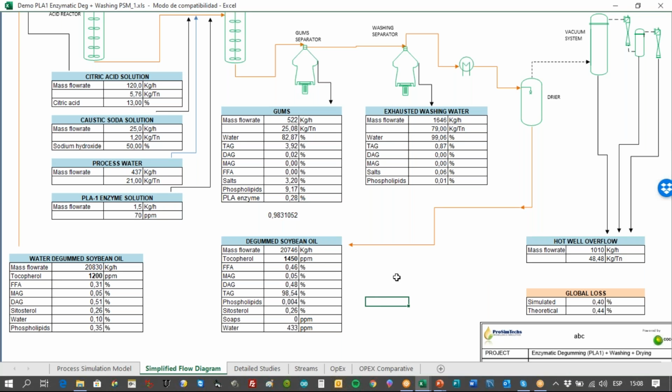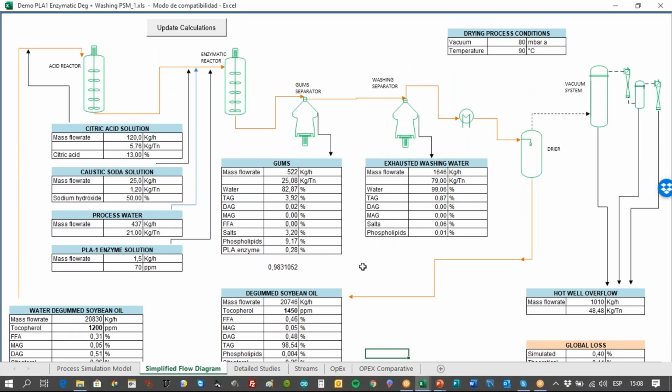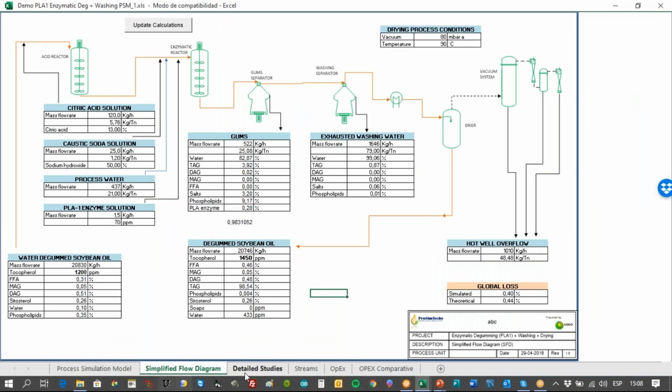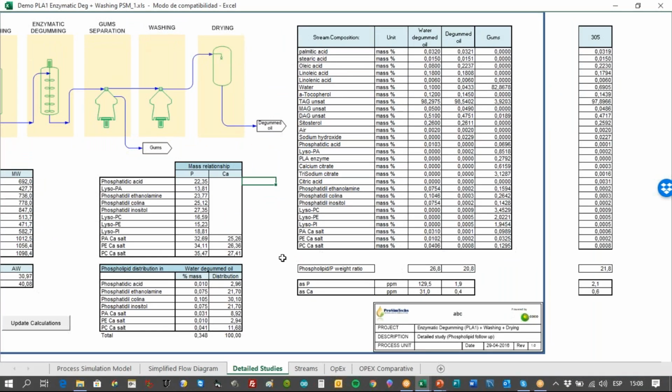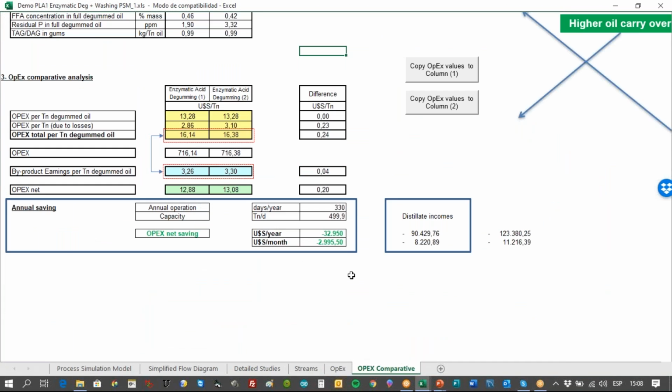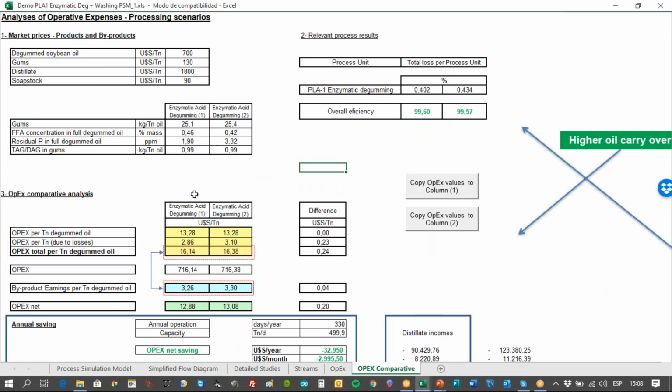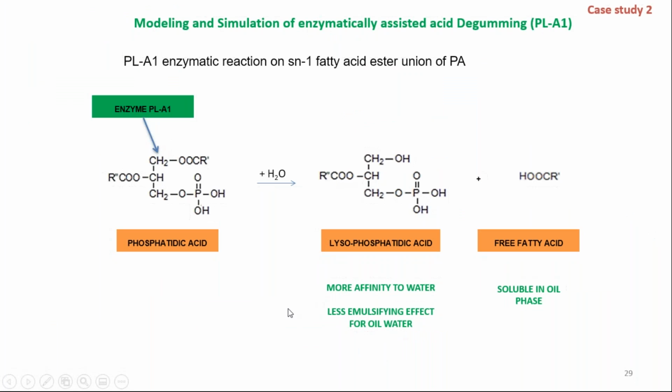So again, in this model, we have a simplified flow diagram to import all the results from the simulation model. And we have much more detail of the results, and again we can compare the operative expenses of two different simulation studies. So I'm going to come back to the presentation.